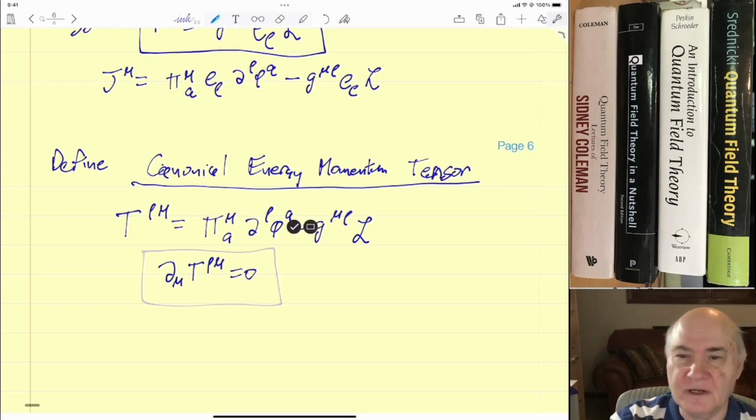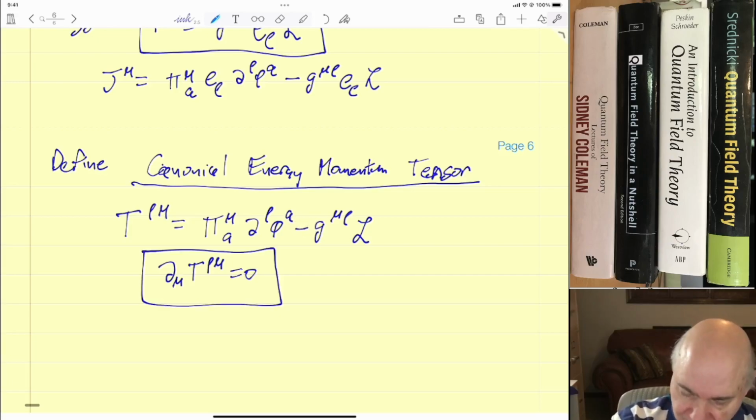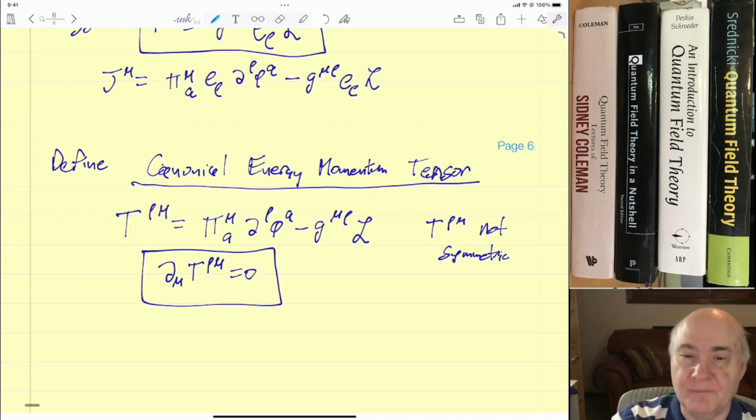Those of you who have studied general relativity are familiar with these equations, except here the T is not symmetric. Not symmetric. It will be for a lot of our simple theories, like a simple Klein-Gordon scalar field, it will be symmetric. But in general, it's not symmetric. And you can see just by looking at it, this part is symmetric, but this one isn't. Switching these two indices ruins it.